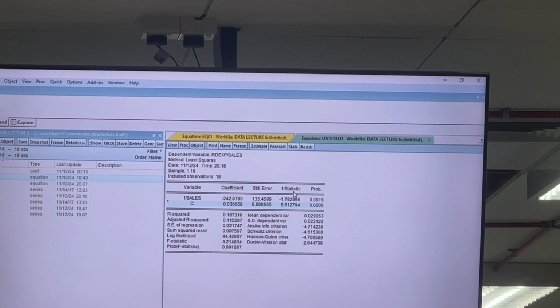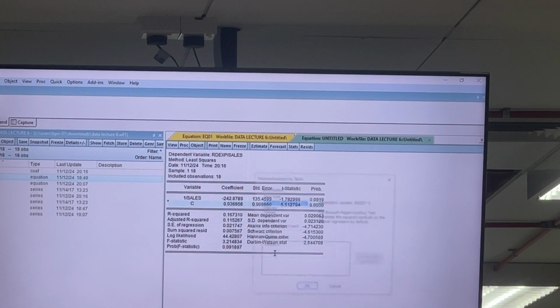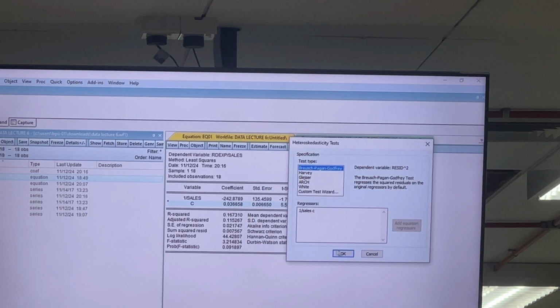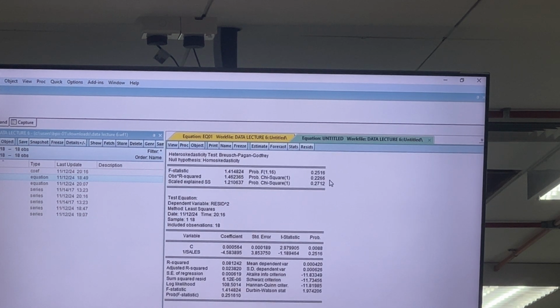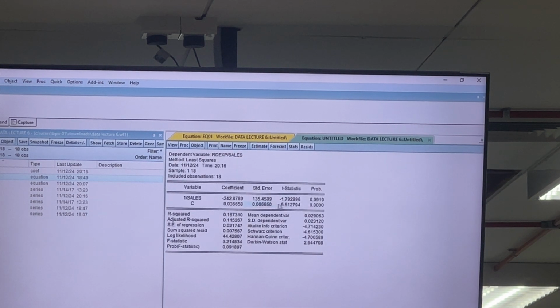So in this case, if you perform the heteroscedasticity test again, the p-value is even better than the previous one, I think. This one is 0.22, greater than 0.05. So meaning that we can rely on this now to perform hypothesis testing. So we reject the null hypothesis, we conclude that sales have a significant influence on the R&D expenditure.